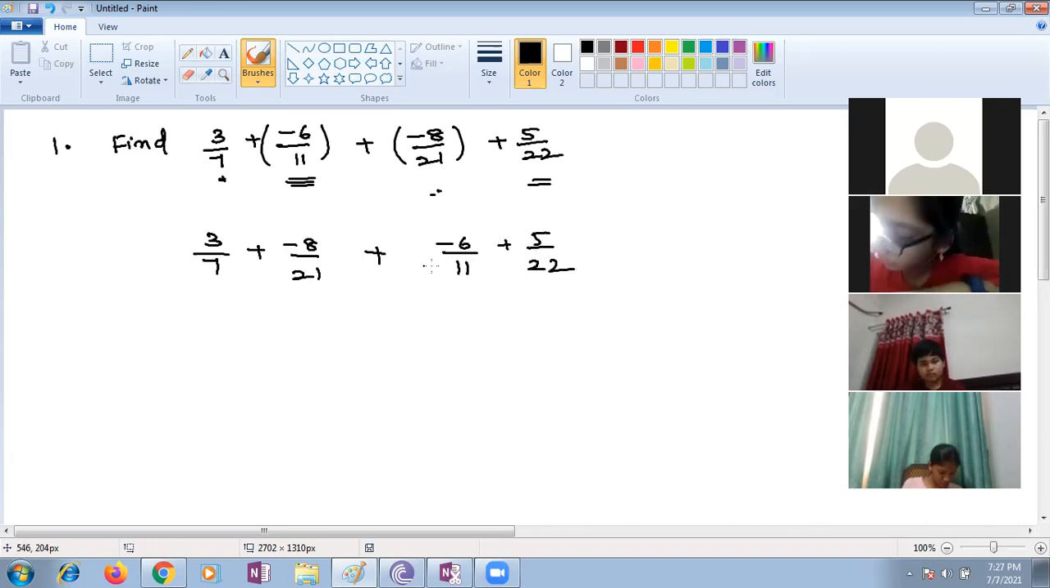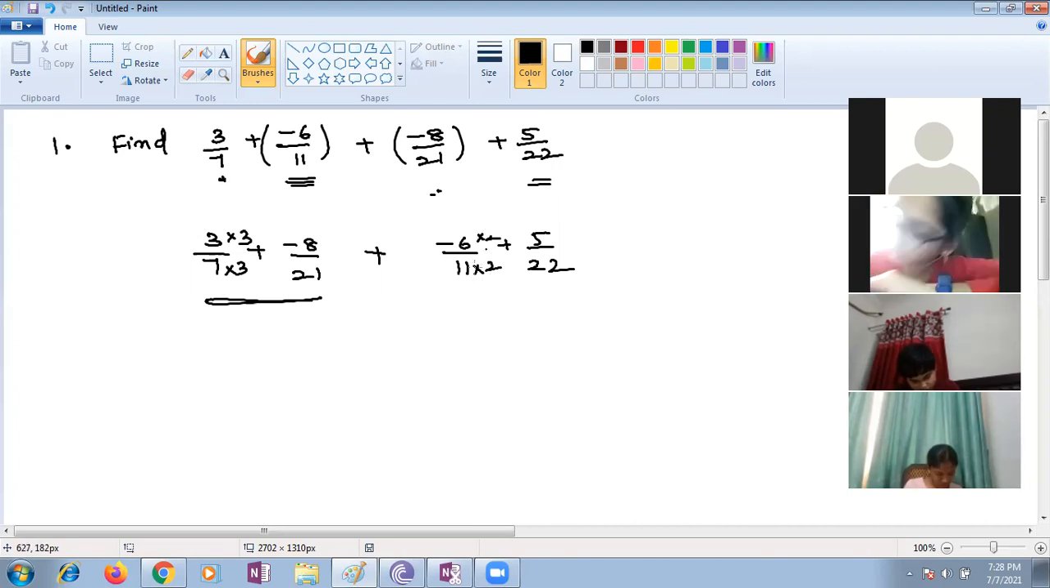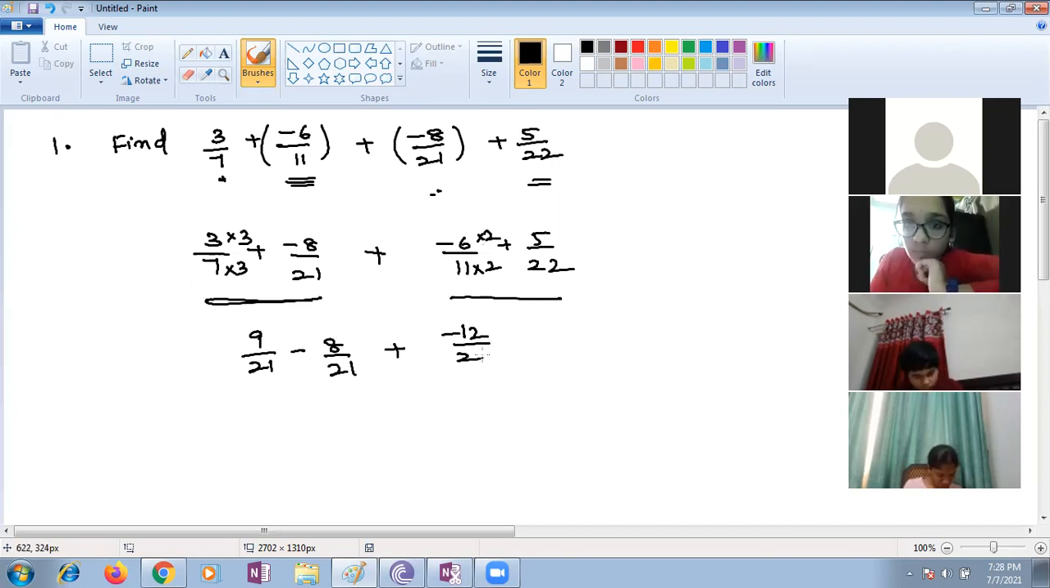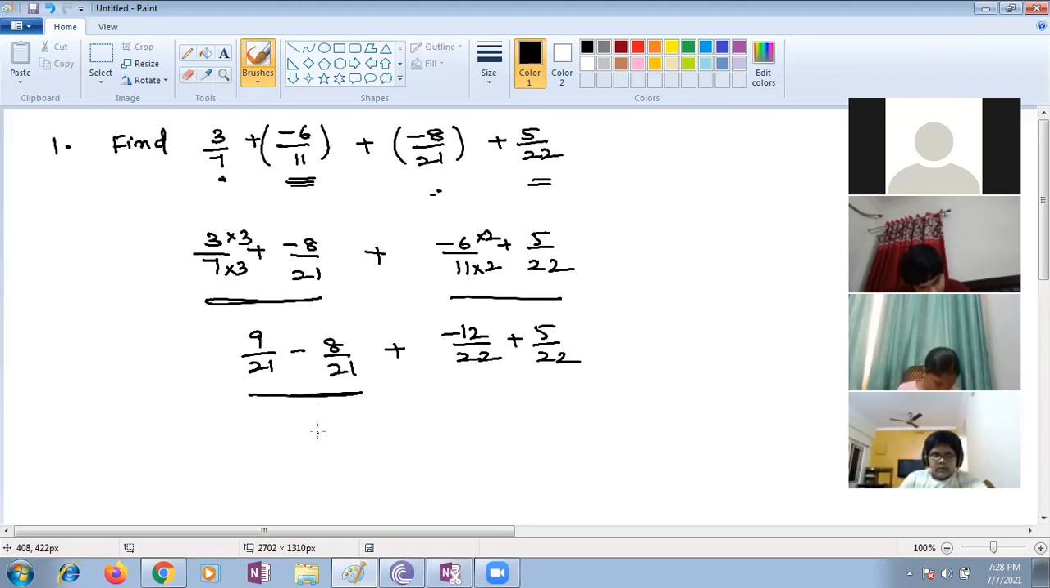If you make a pair like that, it is very easy, children. Why? What is the denominator here? You have to take the LCM, multiplying with 3 here so that these two numbers have the same denominator. If you multiply with 2 here, these two parts become like. Now our task is simpler: 9 by 21 minus 8 by 21, and minus 12 by 22 plus 5 by 22. Now you have to combine these like terms.